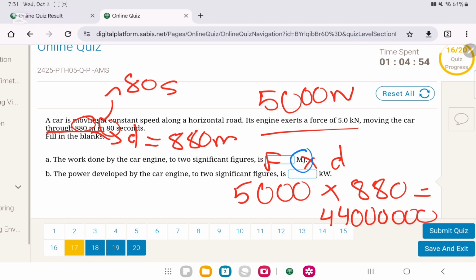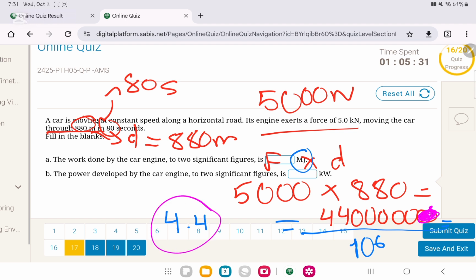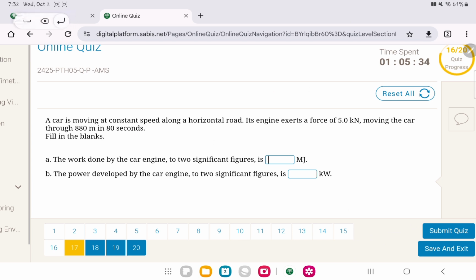Now, they need it in megajoules, so anytime we're dividing by mega, we're gonna divide by 10 to the power of 6. Actually, my bad, there's no more zero here. It's actually 4,400,000, without this extra zero. So we're gonna do 4,400,000 divided by 10 to the power of 6. We're gonna get 4.4 megajoules.